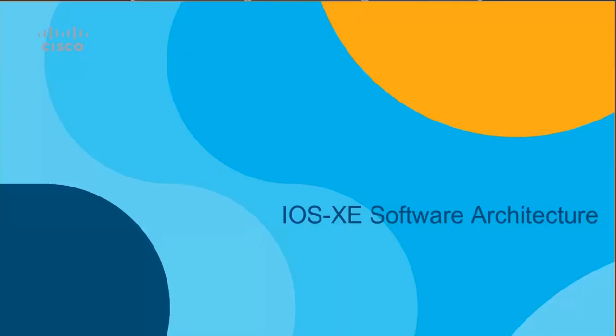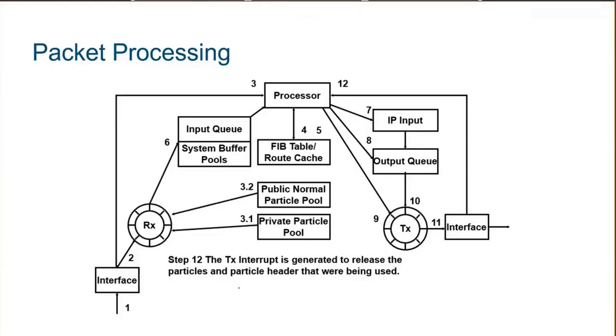Sir, what are these pools? Those are particle pools, not applicable to all the iOS devices. A few of the older iOS devices had these particles, but basically, once the packet is put in RX, it will then be put into the input queue or the system buffer pools. Then the processor will process this packet.